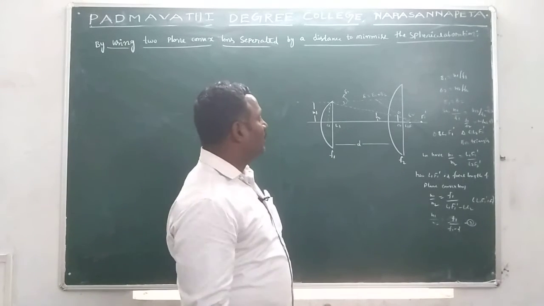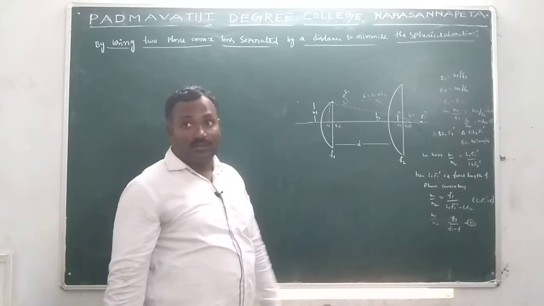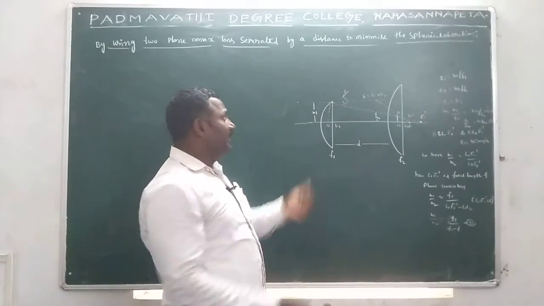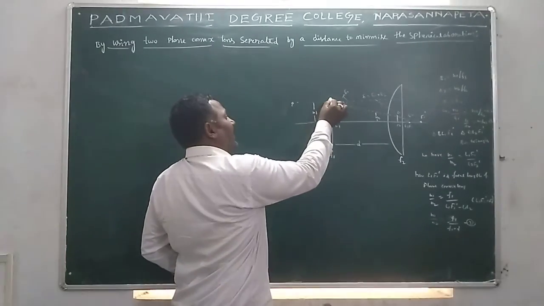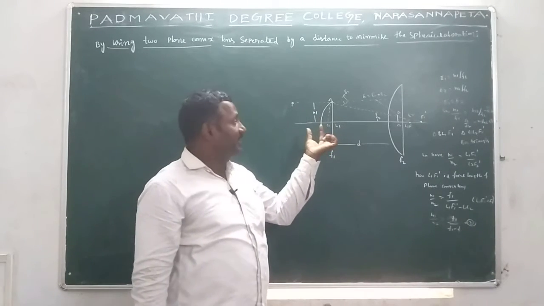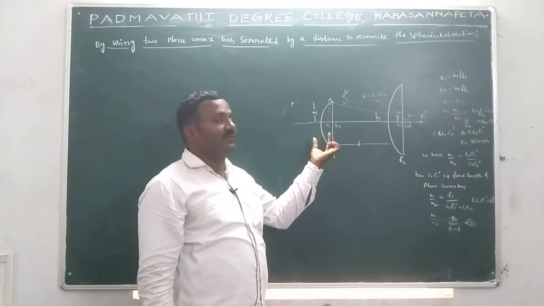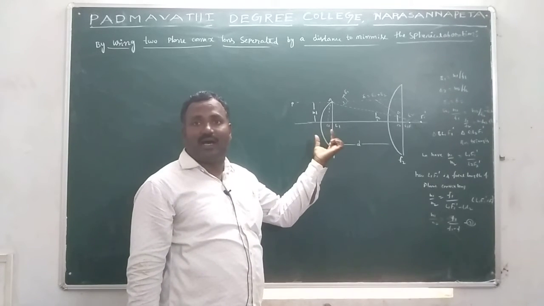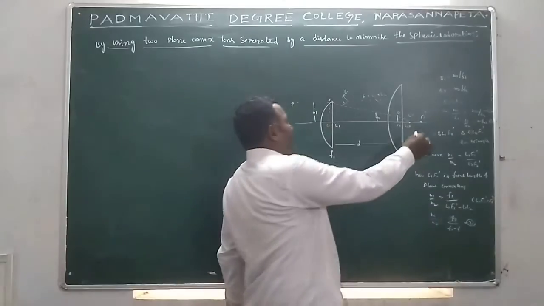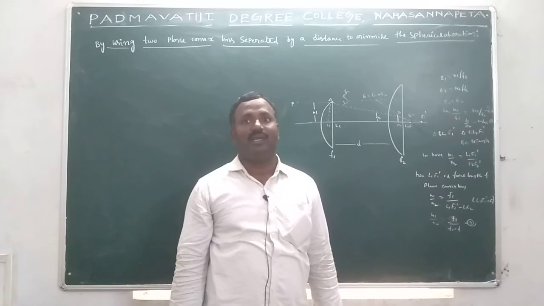Okay, so here the object releases some light rays. Here PA is one of the light rays. The ray PA is incident on the lens. After incidence, the ray is refracted and forms an image at F1 dash, that is the focus of the lens.